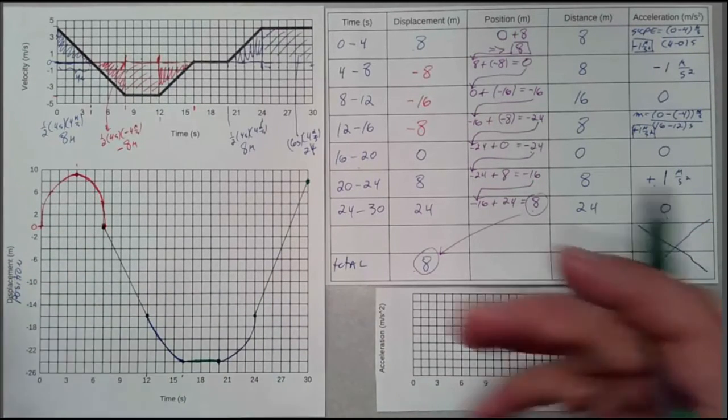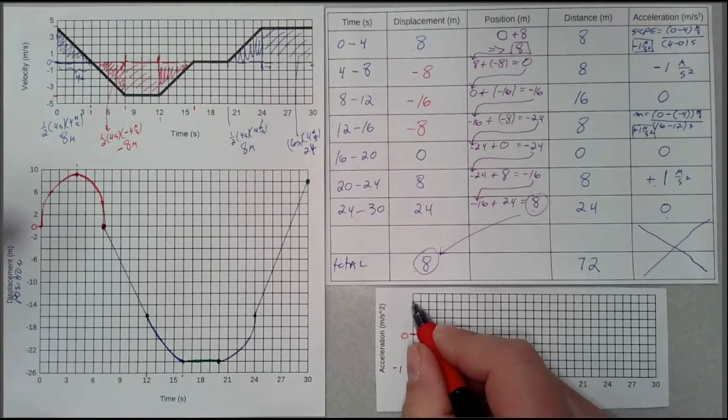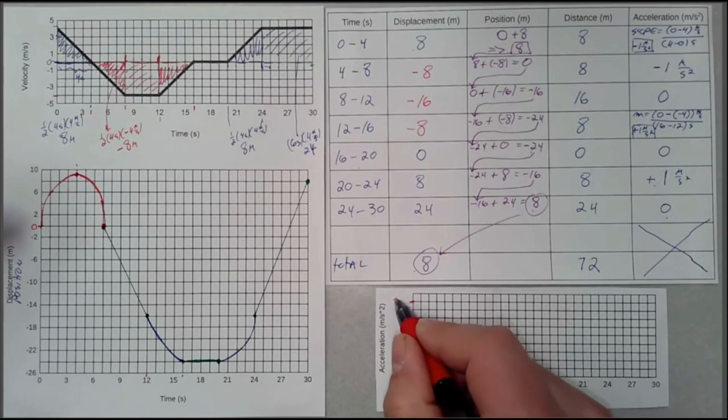The last thing is to make your acceleration and time graph. So my greatest positive acceleration is positive 1. My greatest negative is negative 1. So I can just say that's 0. And let's do 1, 2, 3, 4. Let's make that negative 1. And let's go up 1, 2, 3, 4. And that's positive 1.